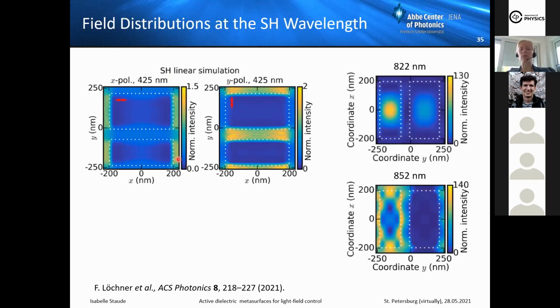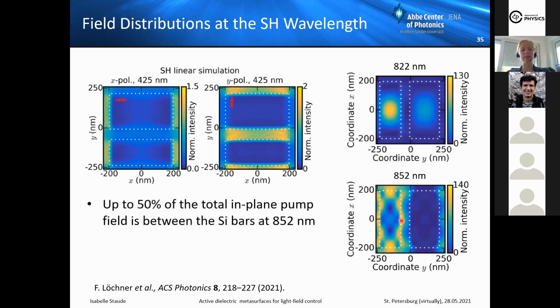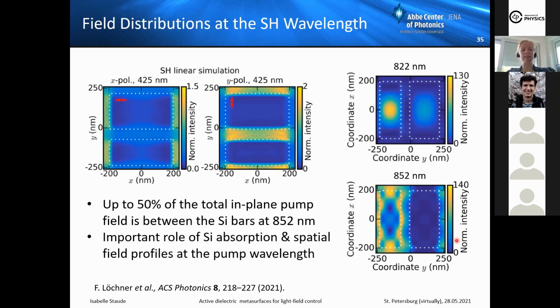If you compare this now with the mode profiles at the excitation frequency, we see the higher Q resonance was this one here, but this one has barely any field in between the resonators, whereas the second mode is this one here, and here you see that up to 50% of the total in-plane pump field is between the silicon bars for this resonance. So what we see is that it's really important that we have an overlap of the pump field and the second harmonic field, and we have it in a region where the silicon is not absorbing light. So this really shows the important role of silicon absorption and spatial mode profiles at the pump wavelengths.